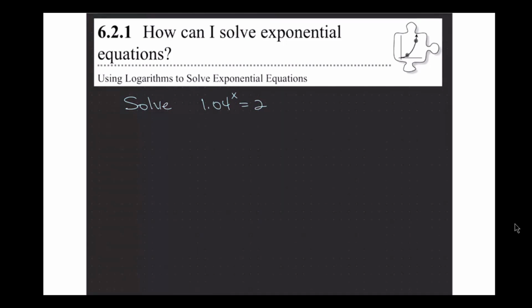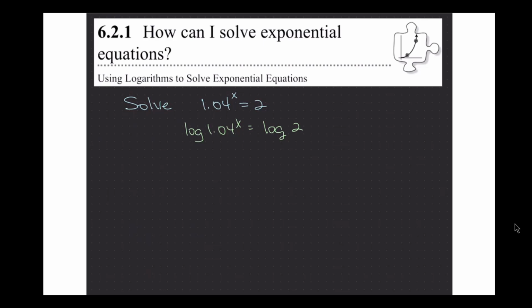Anytime you have that variable up there in the exponent, we need to take the log of both sides, and then we can use some of those properties of logs to get that x out of there. No different than any equation: if you do something to one side, you have to do it to the other side. So I'm going to take the log of the left side, and since I took the log of the left side, I have to take the log on the right side.